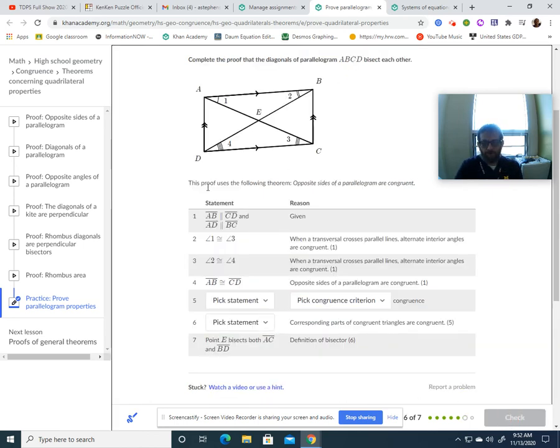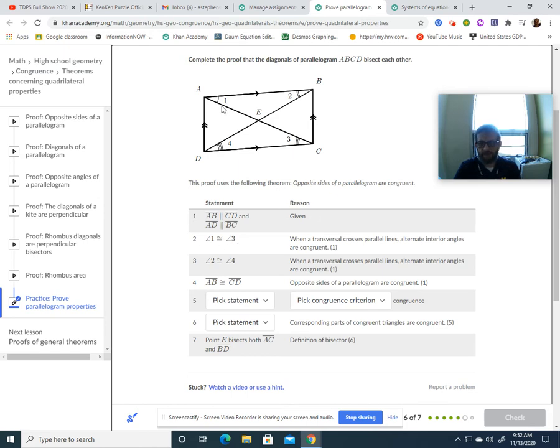We're going to complete the proof. This proof uses opposite sides. So we're going through a proof. We're going to prove that AB and CD bisect each other, so that this cuts this. They both cut each other in half. So we start off by saying they're parallel. That's given. It's a parallelogram.